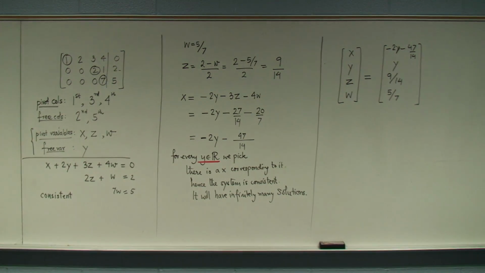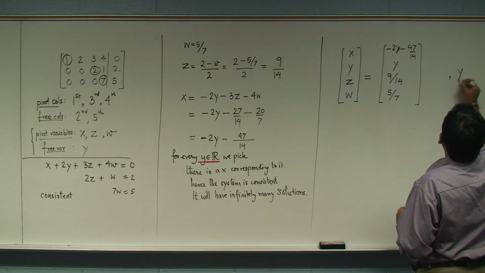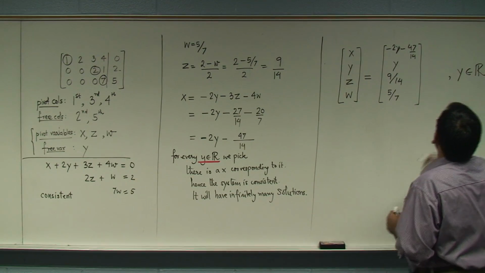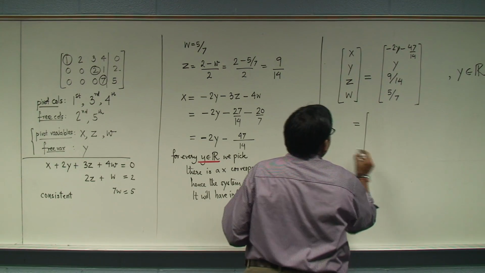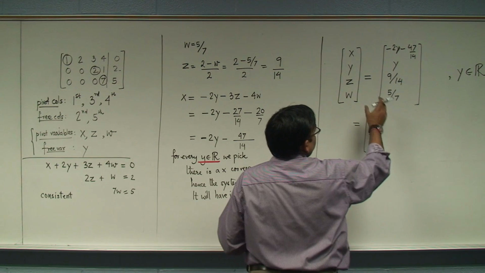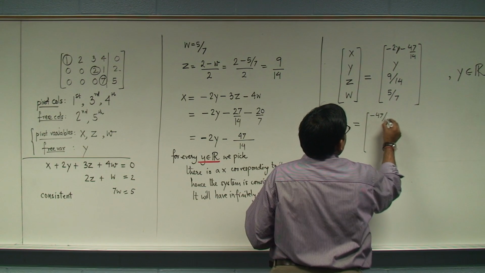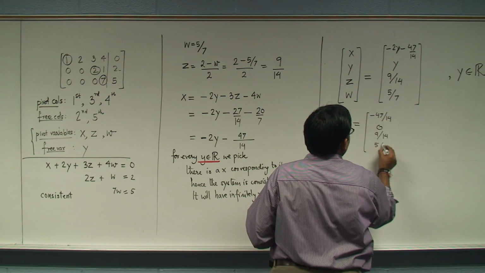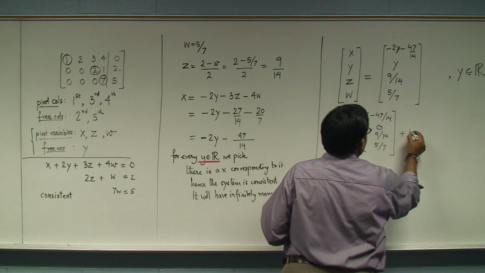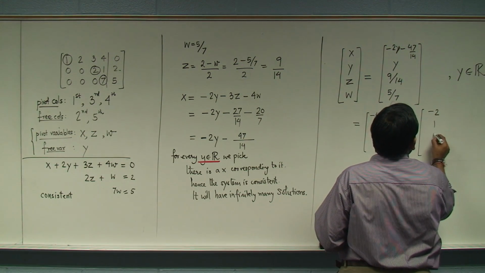So we will always try to write the solution set in this form. And since y is free, we should also indicate what the choices for y are. y could be any real number I want. In fact, let me write it in a slightly different manner. I want to separate things that contain y and the ones which do not contain y. So for example, can I split this as follows? 0, 9/14, 5/7, plus y times minus 2, 1, 0, 0.